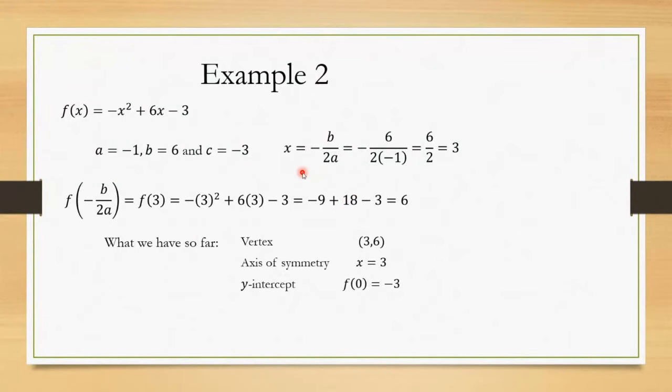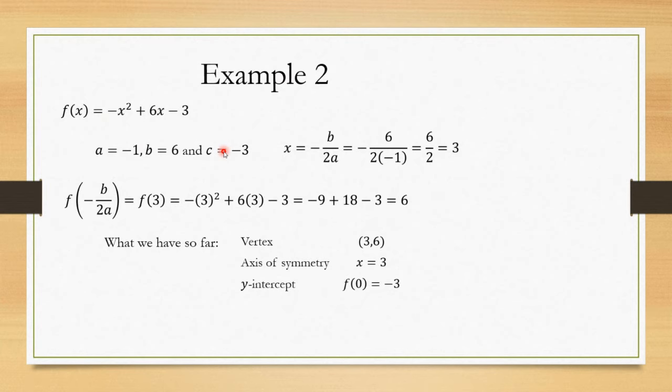So here we have this function. This is a quadratic function. We have a here, as you can see, is -1. We just have a minus, so that's -1. B is 6, C is -3.